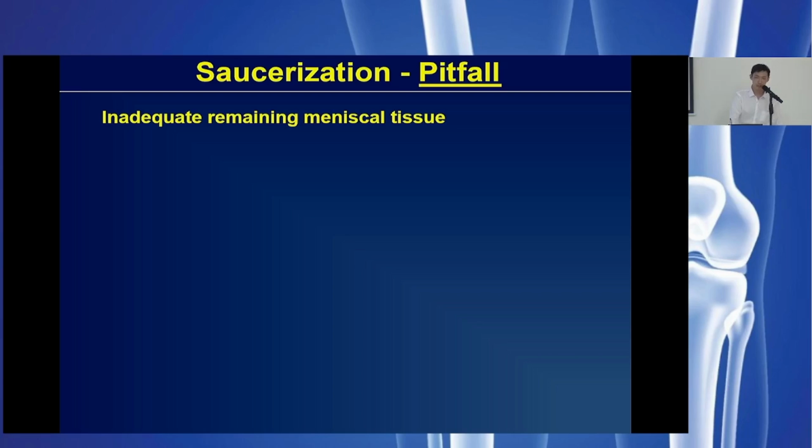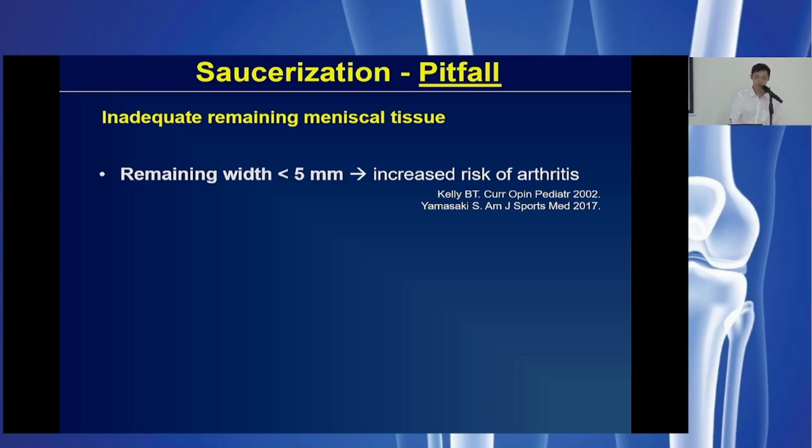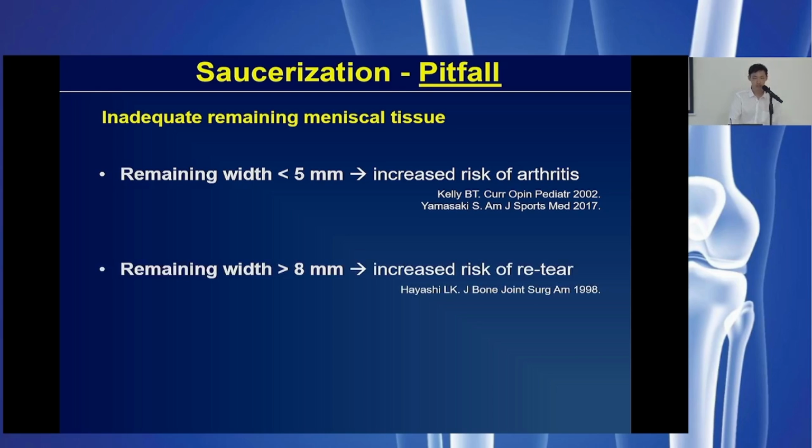The goal is an adequate removal of the meniscal tissue. Over-resection with a remaining meniscal width of less than 5 mm can increase the risk of osteoarthritis, while leaving more than 8 mm can increase the risk of recurrence. So, the recommendation is to leave a meniscal width of 6 to 8 mm after saucerization.